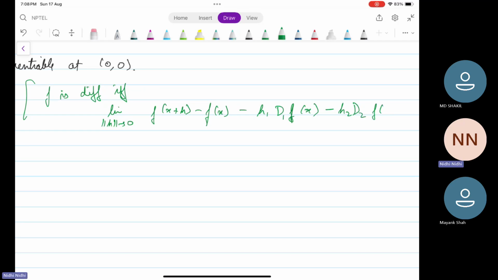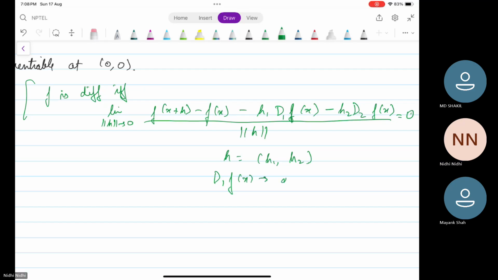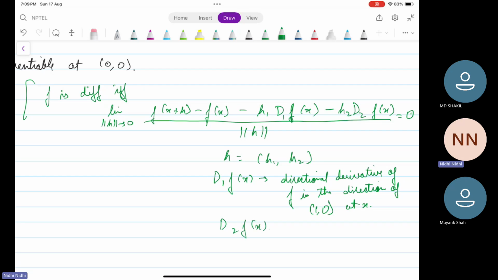into f at x by norm h. This is equal to 0, where h is (h1, h2), and d1 f at x is the directional derivative of f in the direction of the vector (1, 0) at x, and similarly we have d2 f at x.